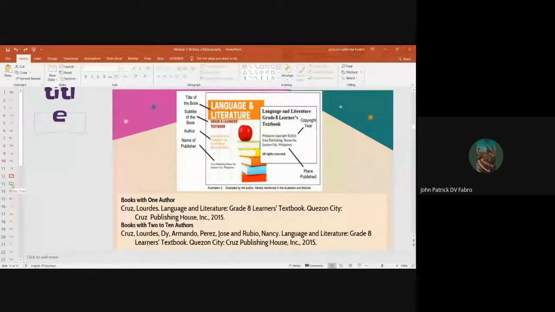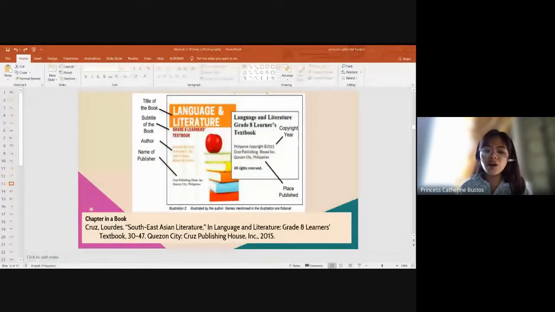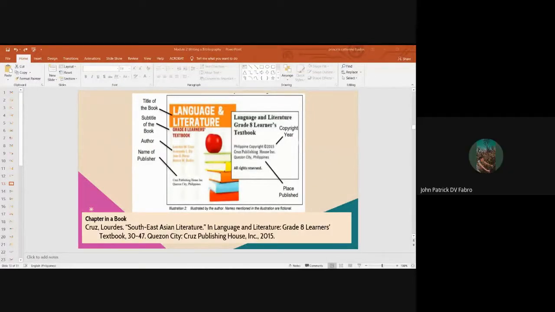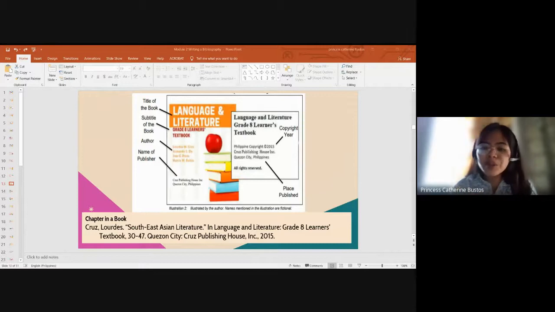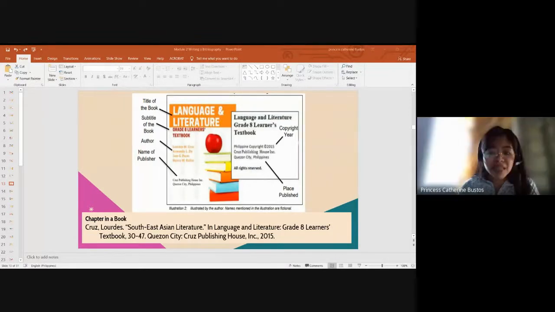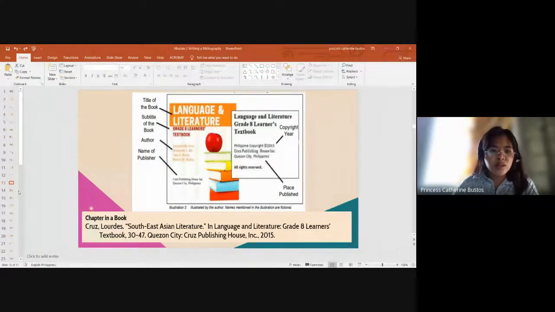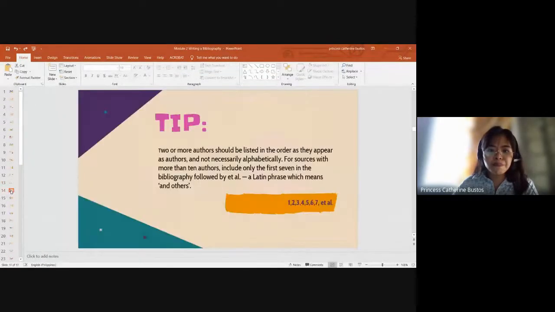Okay, thank you. So when we have 10 authors, how many authors should you include only? 7. 7, very good. And then we have to put the Latin phrase. What's the Latin phrase again? Et al. Okay, et al, which means? And others. And others, very good. Okay, so that's for books.